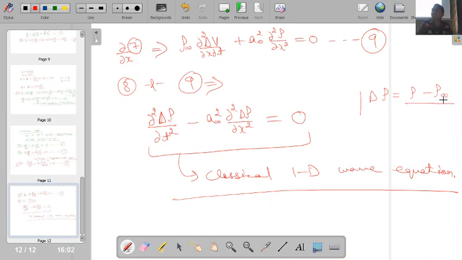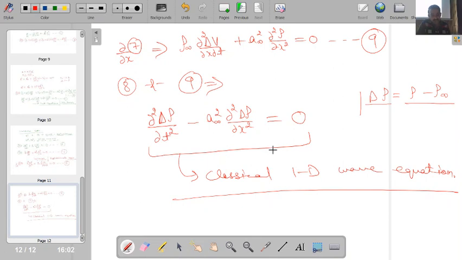So rho infinity was the undisturbed gas density, and when we introduced some perturbation, at a certain location our localized density was rho. So the difference rho minus rho infinity is delta rho, and how this delta rho propagates with time and space for a one dimensional flow situation, we are trying to find out by taking the help of the continuity and the momentum equations.